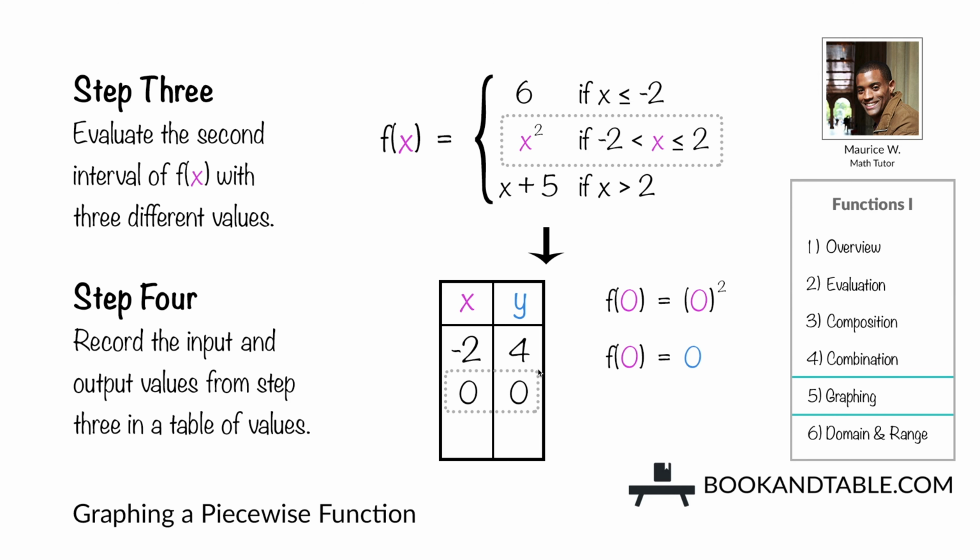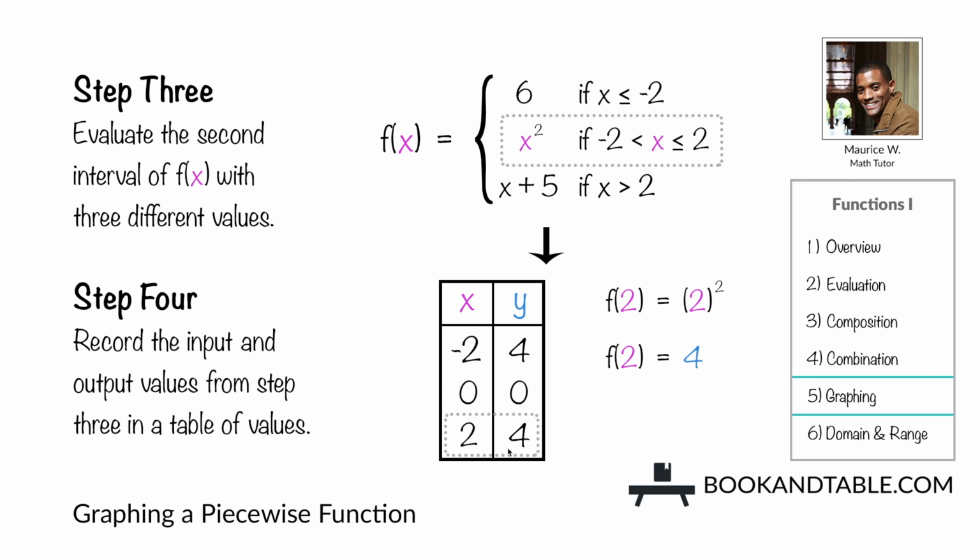We can then go to the middle. 0 would be halfway between negative 2 and positive 2. So when we plug in 0 for x, we get f of 0 is equal to 0 squared, which is 0. So the input is 0 and the output is 0. And then we want to plug in positive 2 for x, showing us f of 2 is equal to 2 squared, which is 4. So the input is 2 and the output is 4.